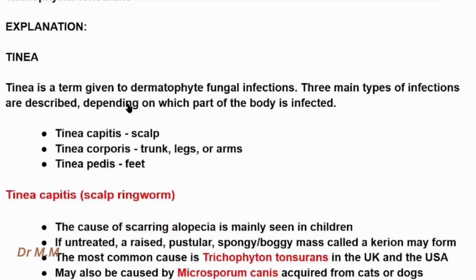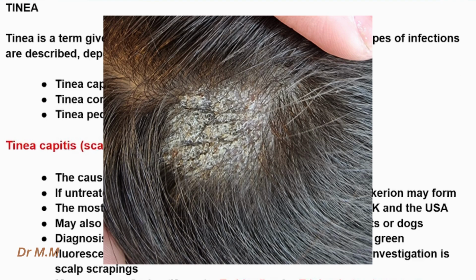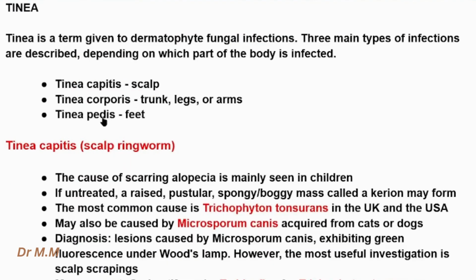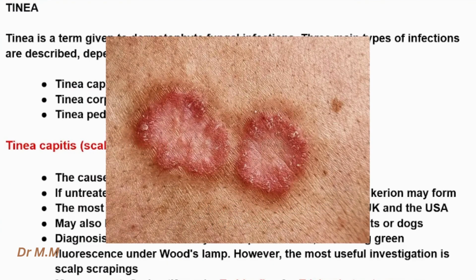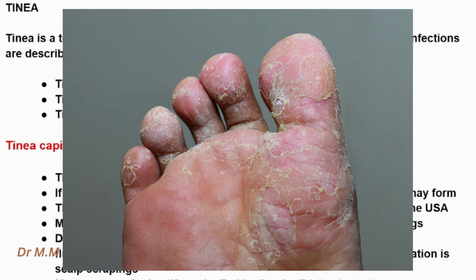Explanation. Tinea is a term given to dermatophyte fungal infections. Three main types of infections are described depending on which part of the body is infected. Tinea Capitis is the fungal infection of the scalp. Tinea Corporis is the fungal infection of the trunk, legs, or arms. And Tinea Pedis is the fungal infection of the feet.